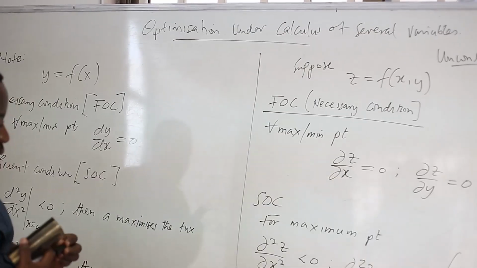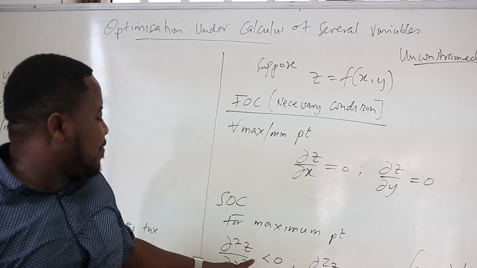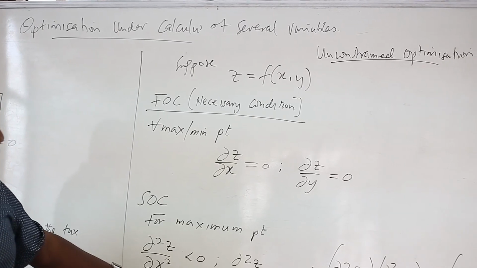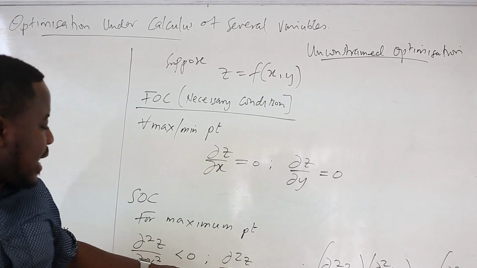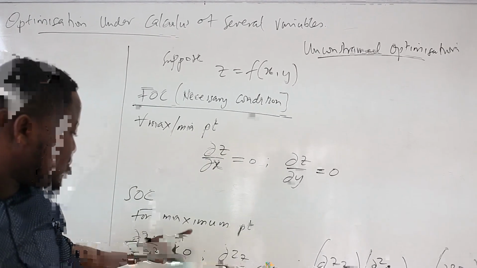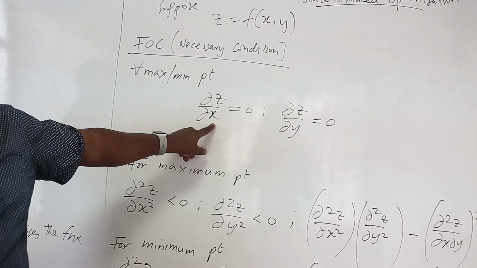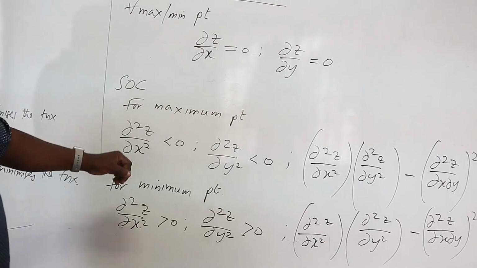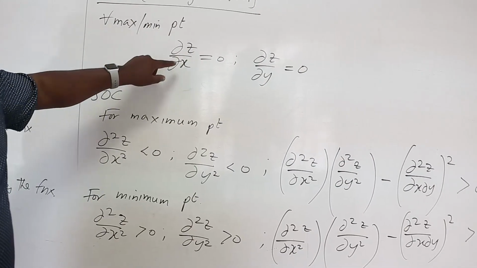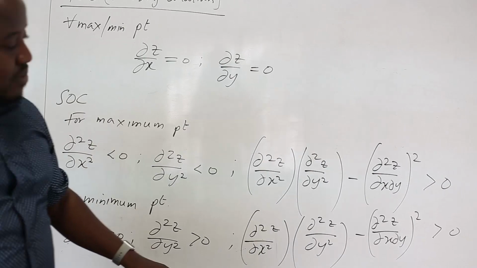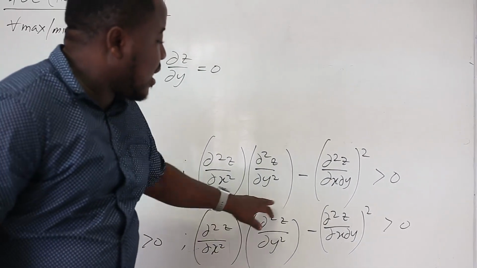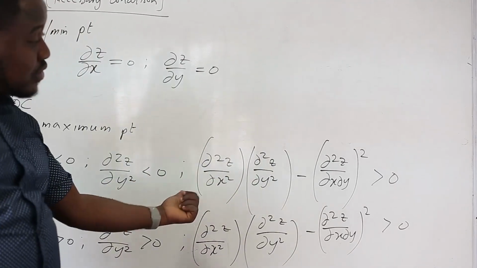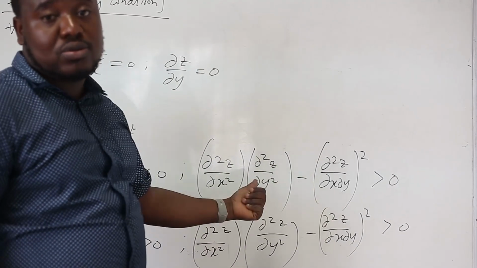The second order condition states that if you find the second order derivative with respect to x and with respect to y and they are both less than 0, then what you have here is a maximum point. If they are both greater than 0, then what you have here are minimum points. That is because the other conditions are the same for both, so they don't really matter. You have to check to get these conditions too.